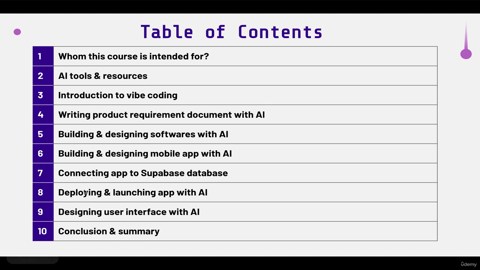Okay, now let's move on to the next chapter, which is also the last chapter, conclusion and summary. In this chapter, I'm going to summarize all things that we learned in this course, and I'm also going to share a few tips and tricks on how to improve the quality of your prompt and make sure that AI understands your prompt.